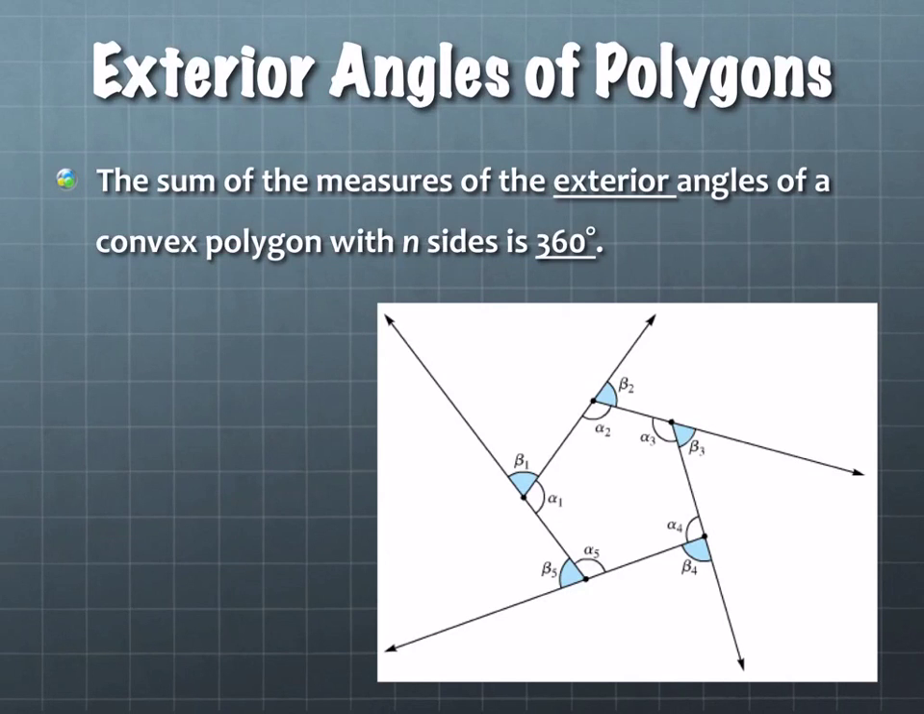Exterior angles. The exterior angles in this diagram are the blue ones. So the sum of the measures of the exterior angles of a convex polygon with n sides is 360 degrees. Doesn't matter if it's a hexagon, a decagon, a quadrilateral, or a triangle. Always 360 degrees. In this picture, it's beta 1 through beta 5. Those are all added together, going to be 360 degrees.